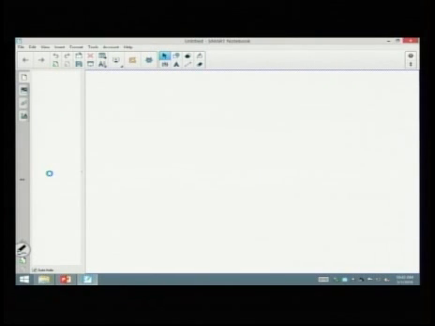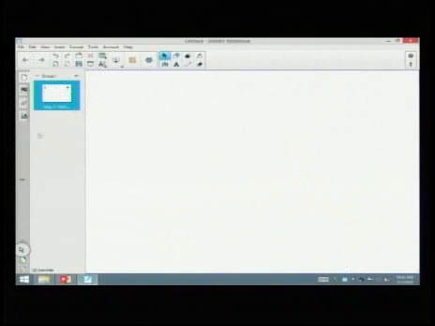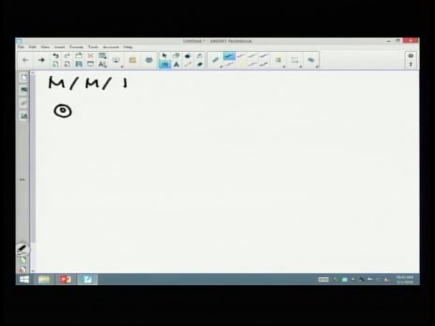So I'm going to draw the MM1 model. So we are drawing the MM1 model, starting from stage 0, 1, 2, 3, 4, and so on. Okay.